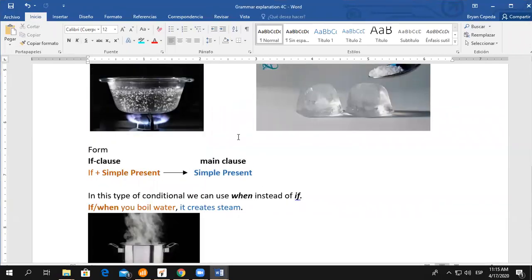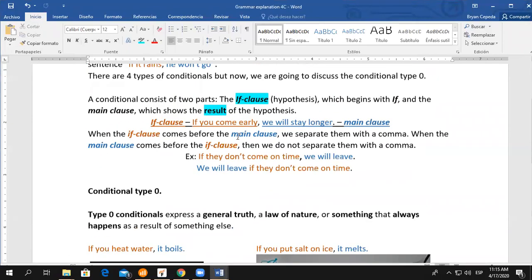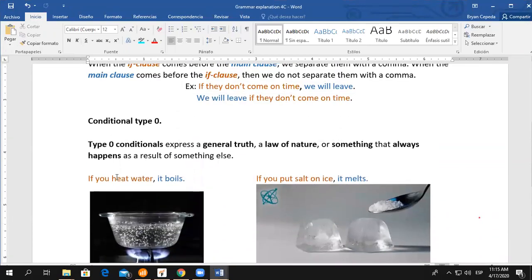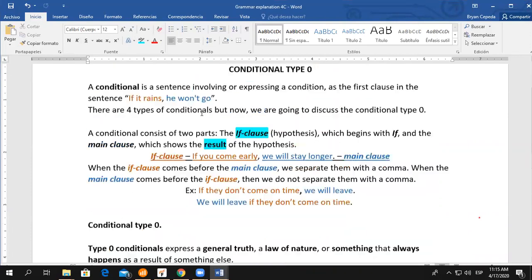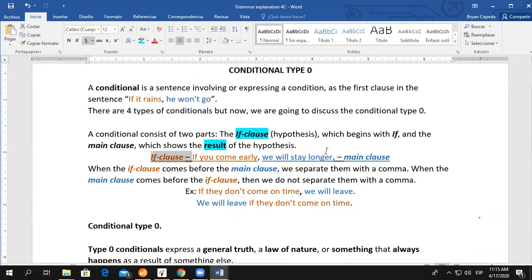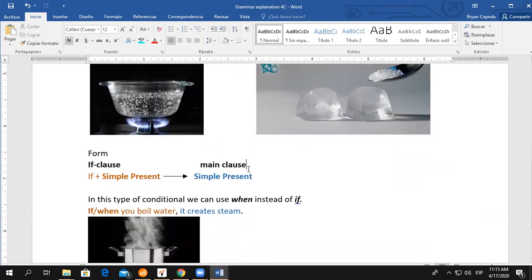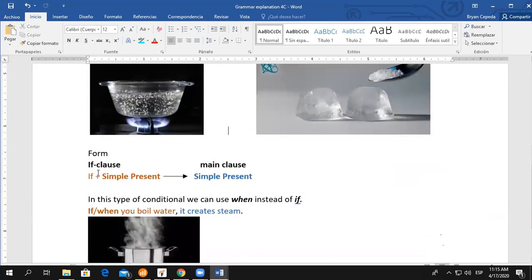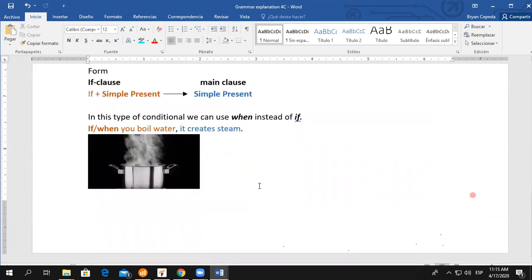So that's pretty much it. What are the most important parts? Conditionals in general have two parts: the if clause and the main clause. Remember that. Conditional type 0 talks about a general truth, a law of nature, and something that always happens as a result of something else. The structure is simple present, with if, of course, in the if clause. And you can use when and if in this conditional.